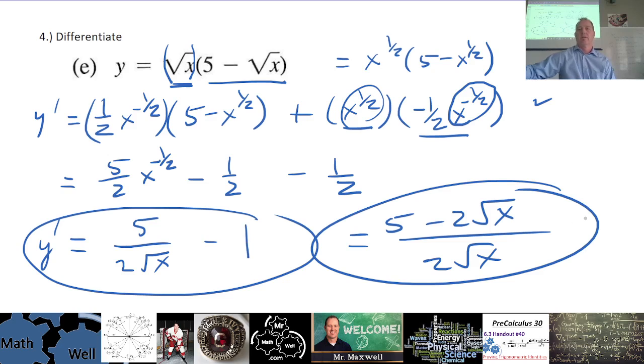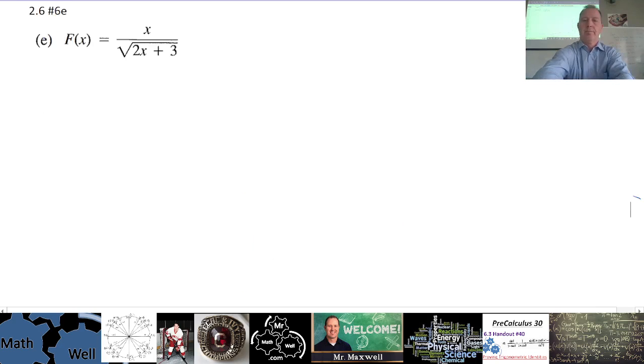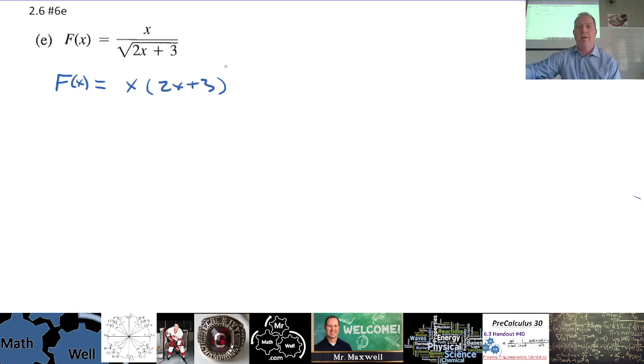2 to the power of 3 is 8, right? 1 over 2. Okay, so this is from 2.6. This would be a quotient rule, chain rule, I guess. You have options here. If you want to make this into a product, you can, or if you want to keep it a quotient, you can. Yes, let's do the product. Then I would just rewrite this as x times 2x plus 3 to the power of negative 1/2. Did you get that far?